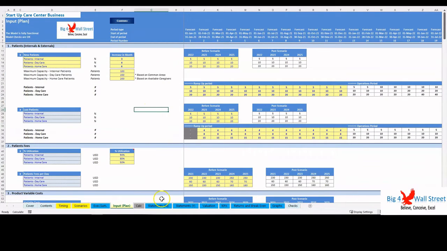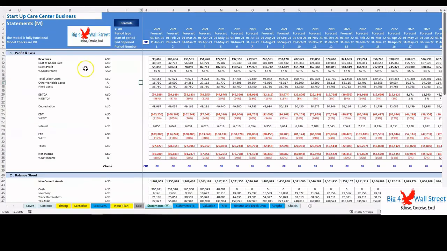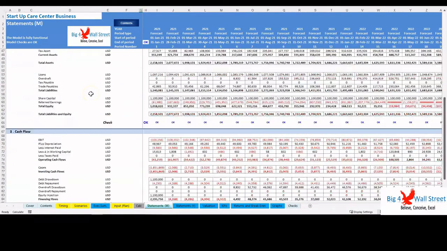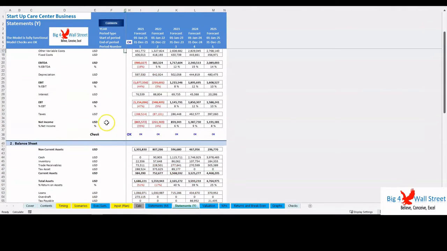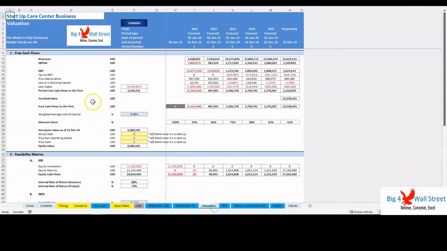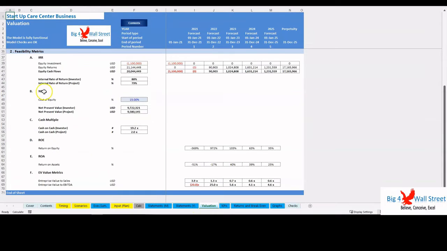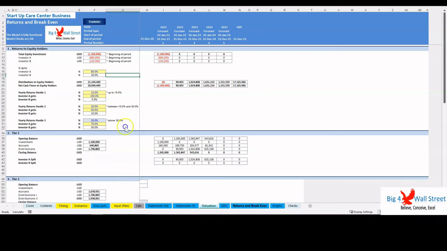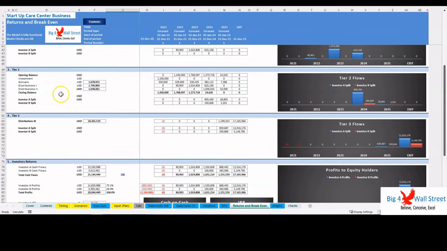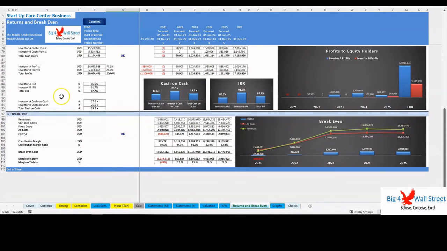The resulting tabs are the three financial statements such as the profit and loss, balance sheet and cash flow on a monthly and yearly basis, the valuation of the business and its feasibility metrics such as net present value, internal rate of return and cash on cash multiple, various KPIs and ratios, investor returns, where the user can set the hurdle rates and distribution split between equity investors, and break-even analysis, break-even sales, break-even volume and margin of safety.